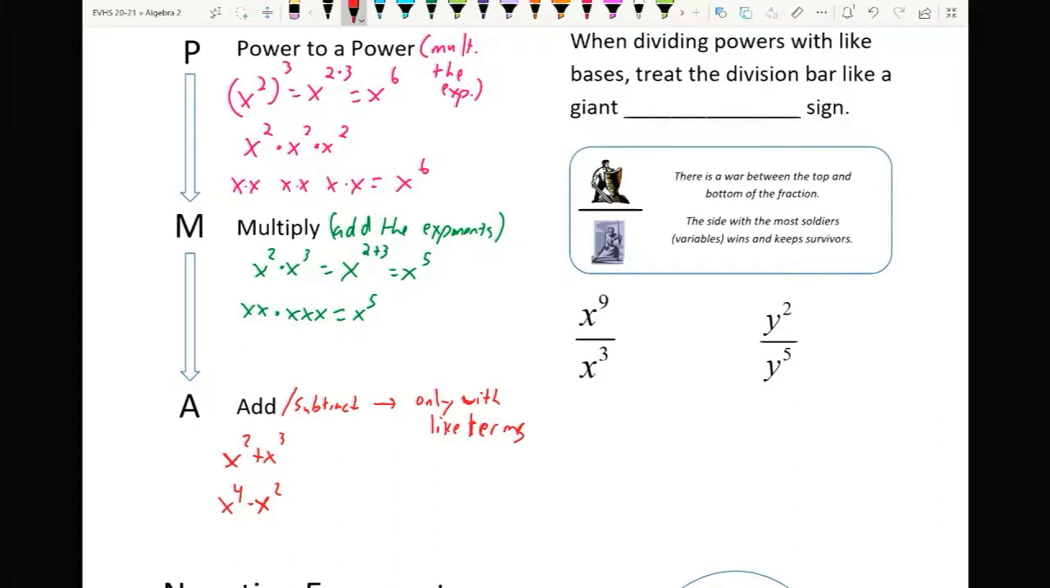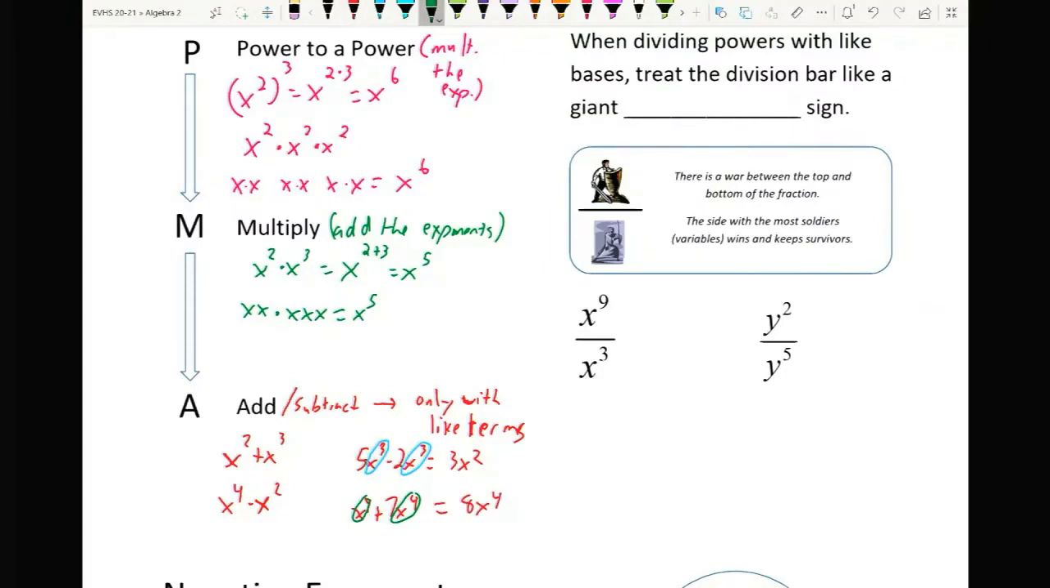Now, when I say like terms, I mean the same base and the same exponent. So now if I had 5x cubed minus 2x cubed, now I've got the same base and power on both of them, so I can combine like terms and get 3x cubed. Same idea with x to the fourth plus 7x to the fourth. Again, like terms means I can combine them. That gives me 8x to the fourth.